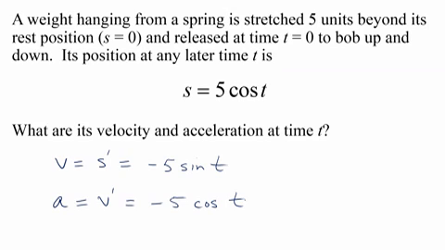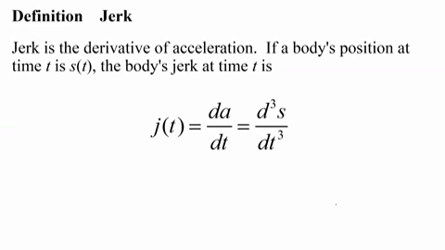Another application of the derivatives of sine and cosine is something called the jerk, which is defined as a sudden or abrupt change in acceleration. Let's take a look at its definition. Jerk. Jerk is the derivative of acceleration. If a body's position at time t is s of t, the body's jerk at time t is given by the following. J of t is the derivative of a with respect to time. It could also be found by taking the third derivative of the position function with respect to time.